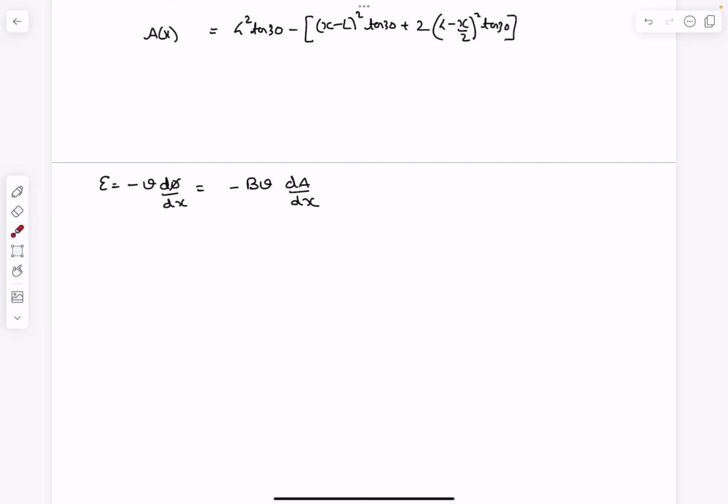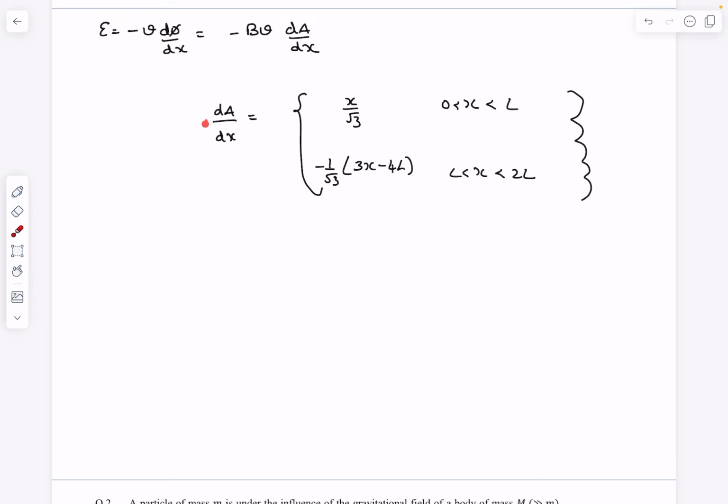Okay guys, so earlier we figured out that the EMF was minus V times d phi over dx. Magnetic flux, I'm going to write it as B into A. So it will be minus BV times dA by dx. We figured out area as a function of x. So now all we have to do is figure out dA by dx.